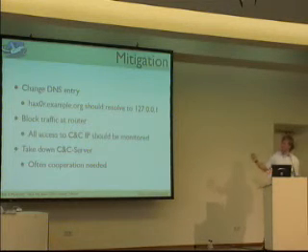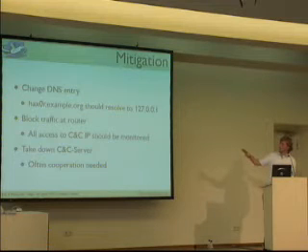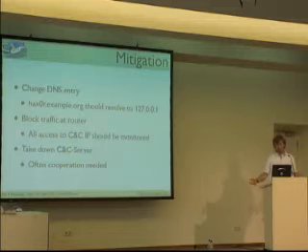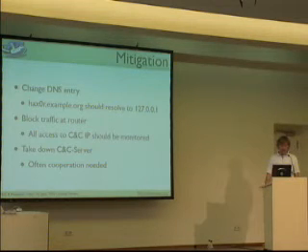Then what we can do for us, if we don't have contact to a DNS provider or whatever, if we're a university, we could block all traffic to the command and control IPs to at least protect the students at our university. And the best approach is just to take down the CNC server.